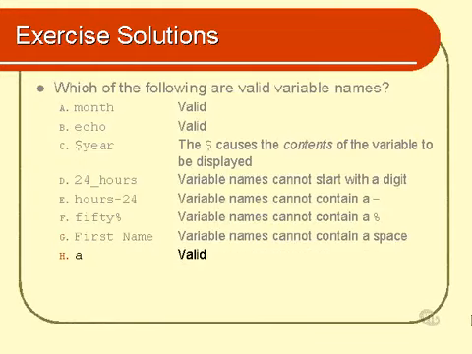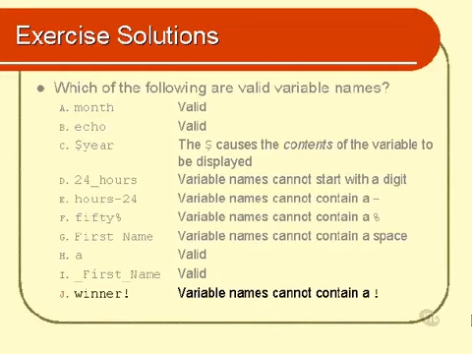Just the letter A by itself is a valid variable name. Variables can be just one digit if necessary. One character. Can't be a digit. It can't be a digit because variables cannot start with a digit. They can have digits in them, but not at the beginning. Underscore first underscore name is perfectly valid. It starts with an underscore and that is okay. The only thing it can't start with is a digit. And winner exclamation mark is not valid because variable names cannot contain exclamation marks.